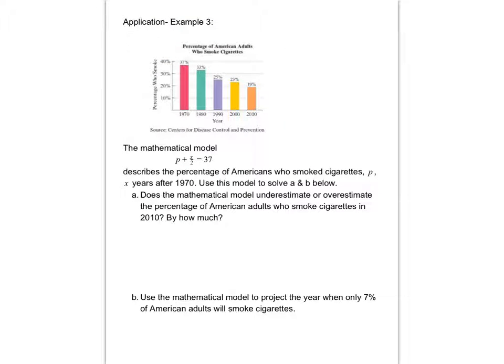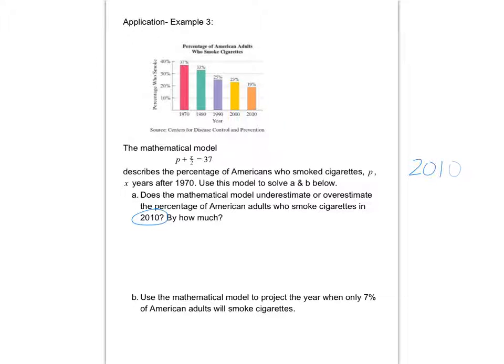Okay, and then the last thing we have here is just another application question. And so the mathematical model P plus x over 2 equals 37 describes the percentage of Americans, P, who smoked cigarettes x years after 1970. Use this model to solve A and B below. Does the mathematical model underestimate or overestimate the percentage of Americans who smoke cigarettes in 2010 and by how much?